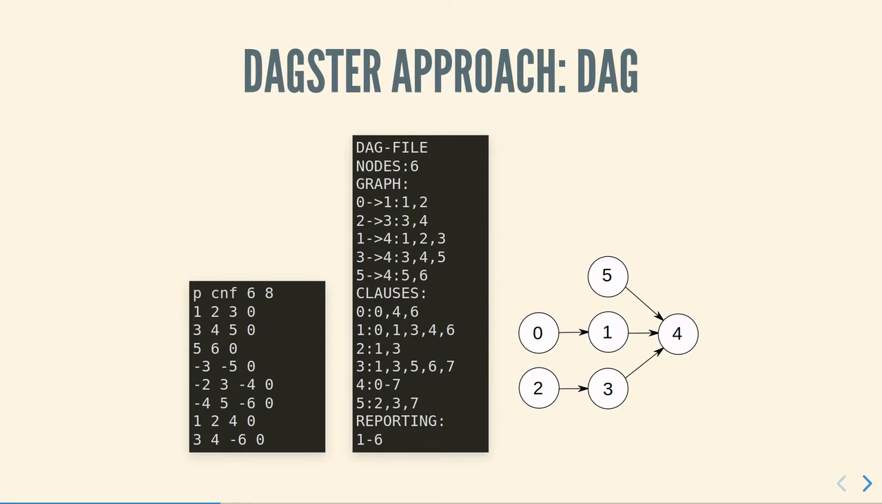So, for instance, on the left here we have an example of a CNF file, and in the middle we have a specification of a DAG structure represented by the graph on the right. The DAG, or directed acyclic graph, has 6 nodes, indexed 0, 1, 2, 3, 4, 5. Node 0 is associated with the satisfaction of clauses, that is constraints, indexed 0, 4, and 6. Node 1, that is subproblem 1, is identified by the satisfaction of clauses 0, 1, 3, 4, and 6, and so on for the other nodes.